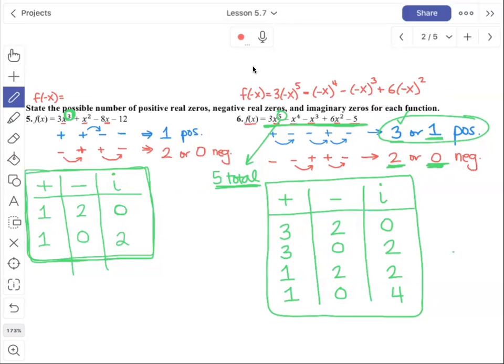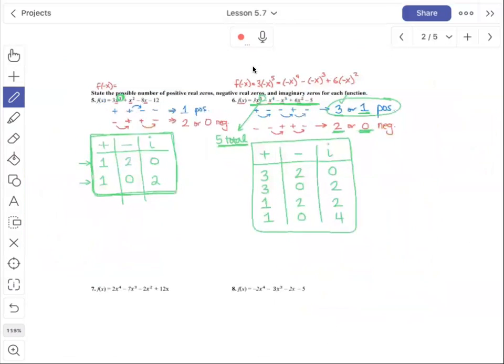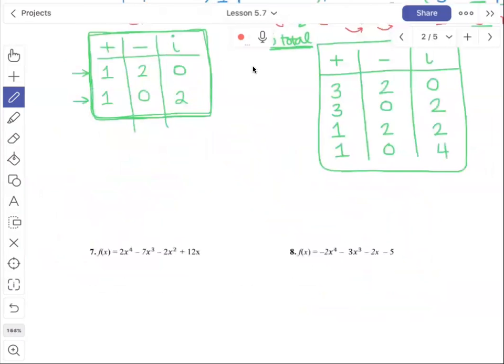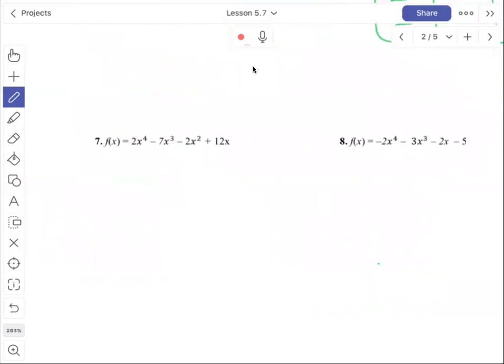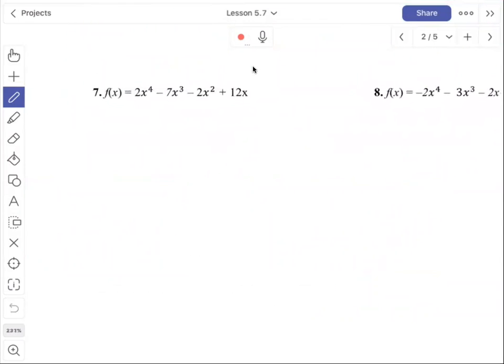All right. Let's have you guys practice a little bit more. Let's go to number 7, and then I'll have you try number 8 on your own. Okay, number 7, let's go to Sebastian. Help me out with this one.